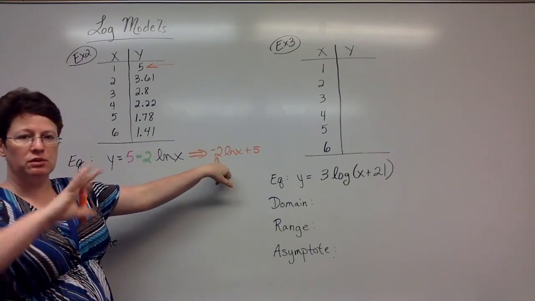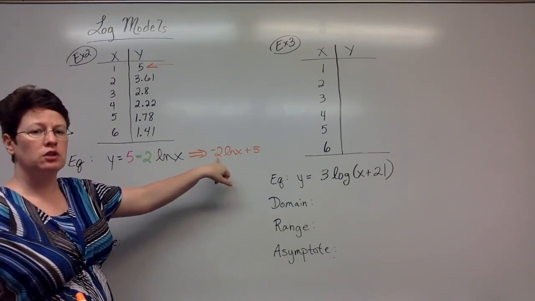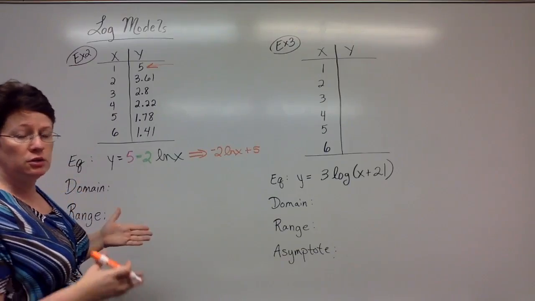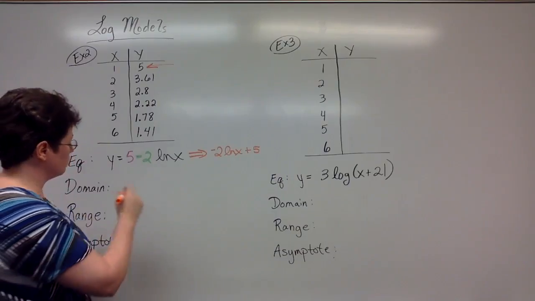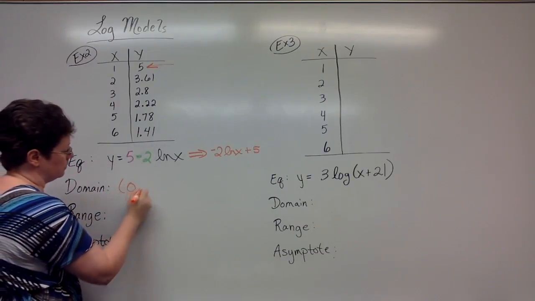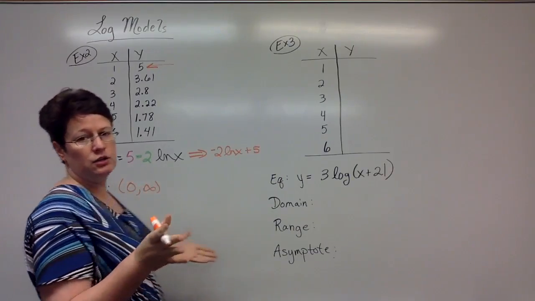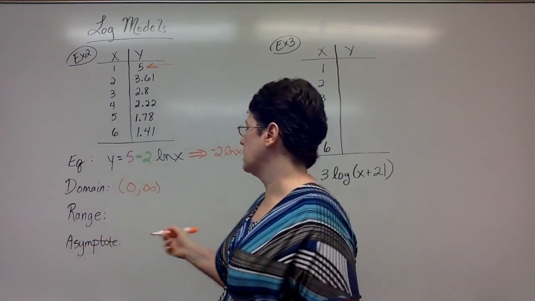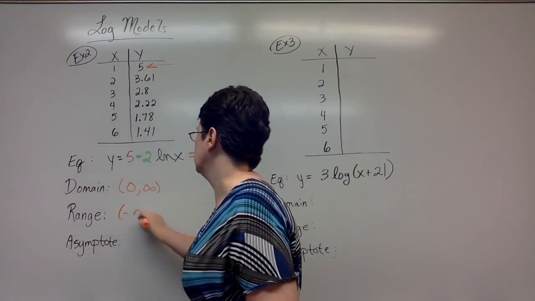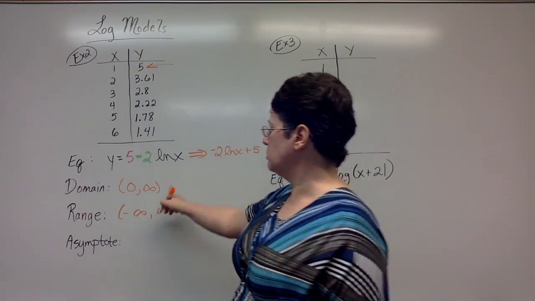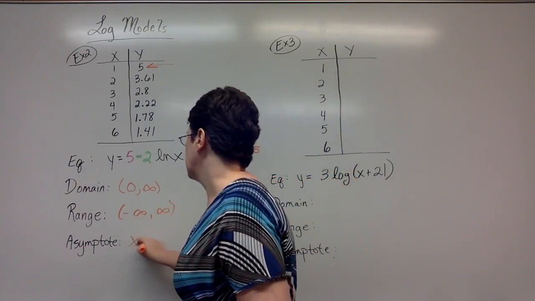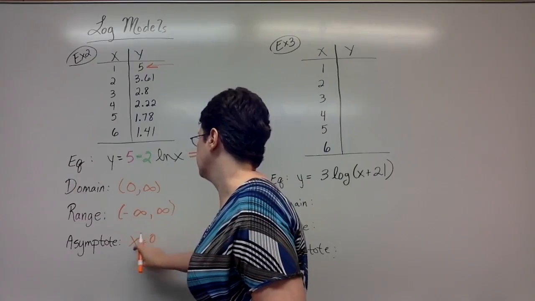And then we have a what? A reflection and a stretch with our natural log. So our function didn't move left and right, so the domain goes from 0 to infinity. The range is the easy part because the range goes from negative infinity to positive infinity. And the asymptote, because we didn't move it left or right, is just at 0.